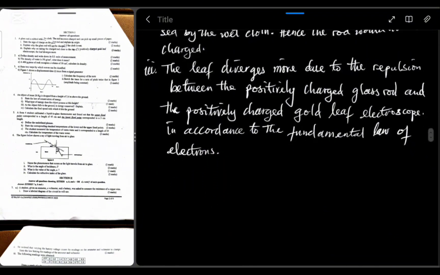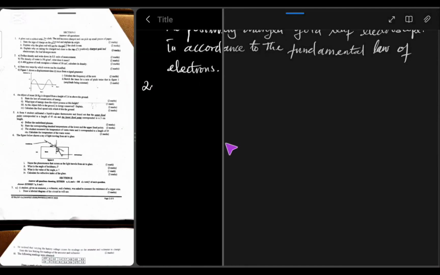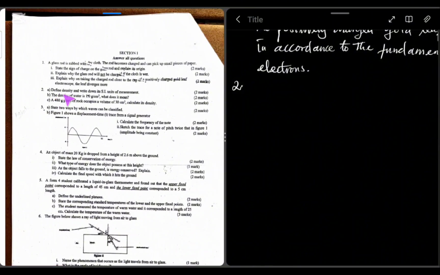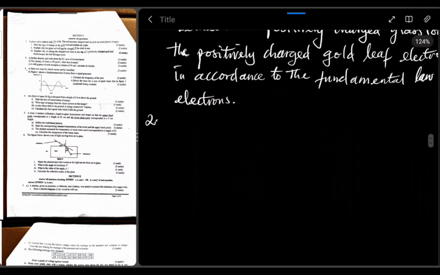Okay guys, that was all about question 1. Let's proceed to question 2. Now question 2 reads, 2a, define density and write down its SI unit of measurement. That's for 2 marks. B, the density of water is 1.0 gram per cm cube. What does it mean? Also 2 marks. C, a 480 gram piece of rock occupies a volume of 30 cm cube. Calculate its density. Now, without wasting much of your time, let's go straight to the answers.